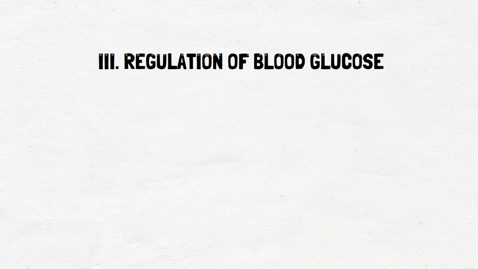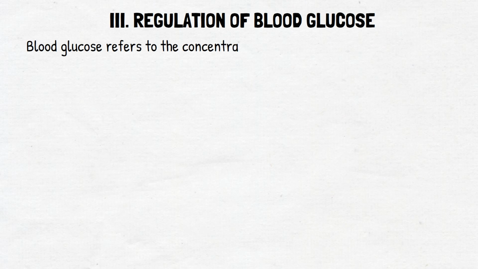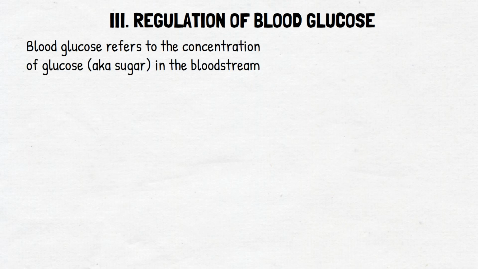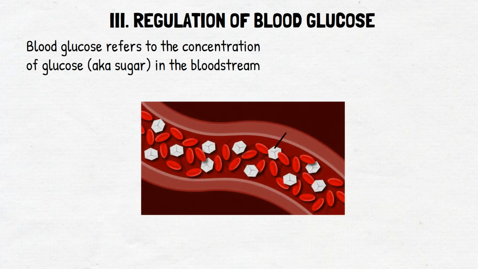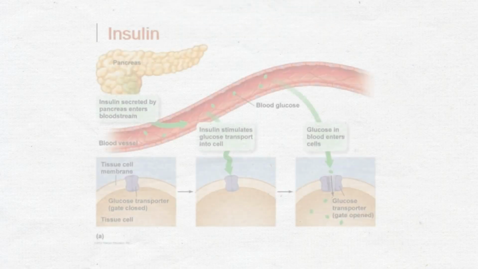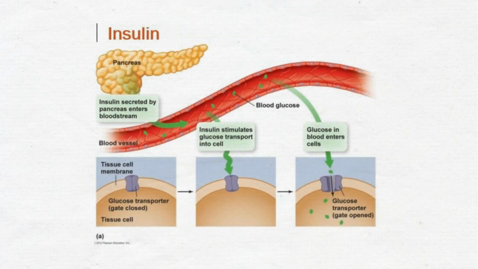Regulation of blood glucose. Insulin and glucagon. Blood glucose refers to the concentration of glucose, also known as sugar, in the bloodstream. Glucose is the primary source of energy for the body's cells and organs, and maintaining a stable blood glucose level is crucial for the proper functioning of the body. To understand how blood glucose is regulated, let's start with a basic overview of the hormones involved. The two primary hormones involved in blood glucose regulation are insulin and glucagon, which are produced in the pancreas.